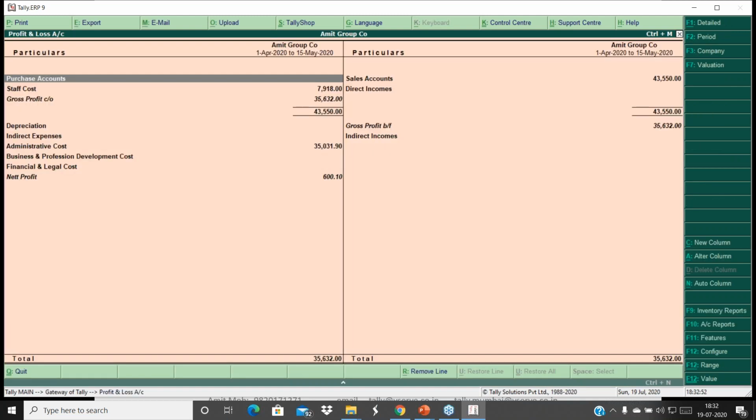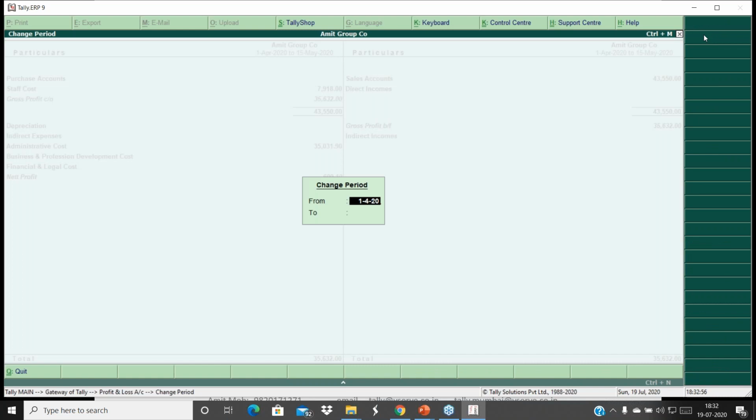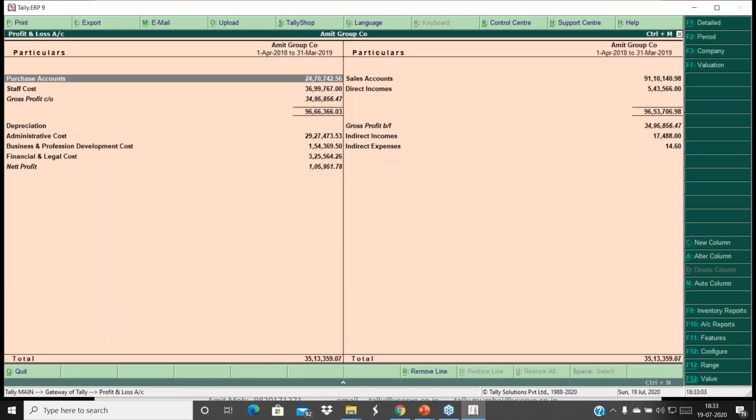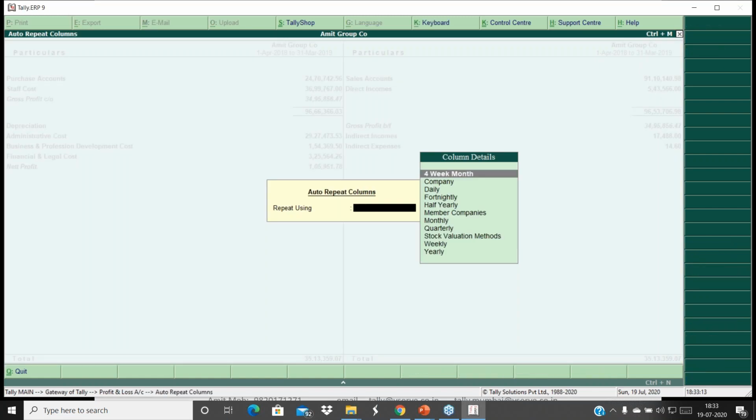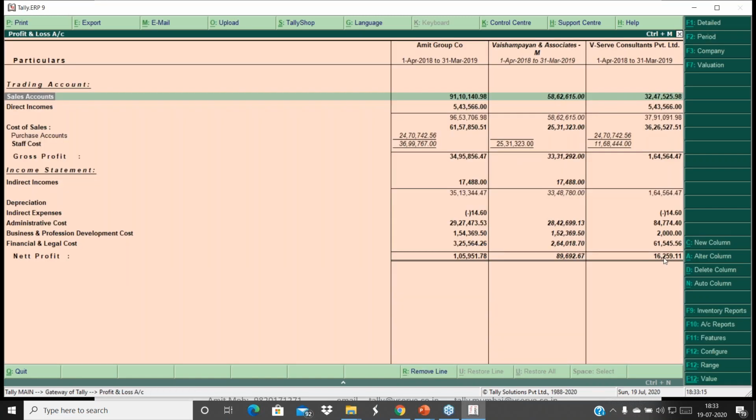I can go and see the profit and loss account. I'm just changing the period to this, and this is the group consolidated profit and loss account. I can also ask for company-wise P&L. Was this the query, Puneet bhai?